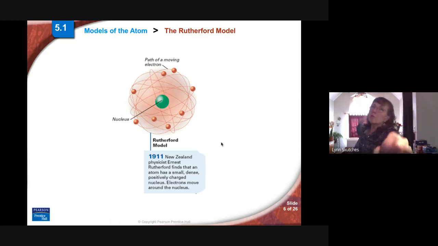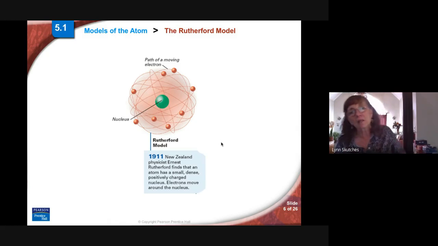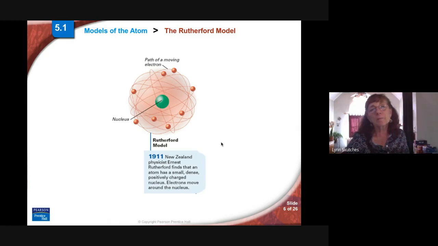If the nucleus was the size of that green dot on your screen, the closest electrons would be thousands of meters away. I mean, it's really, truly most of matter, most of everything is nothing. It's so nuts.